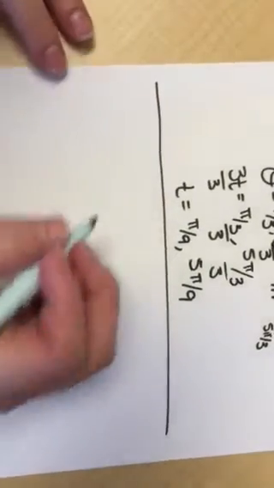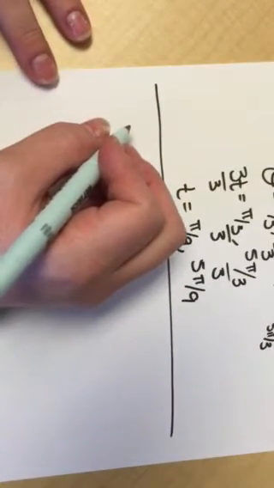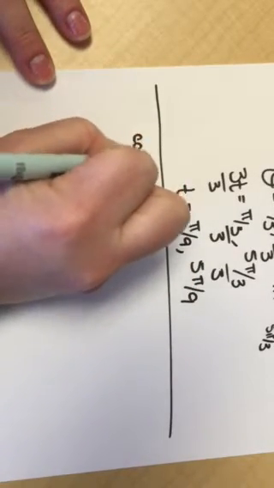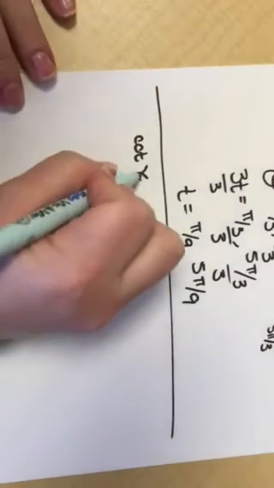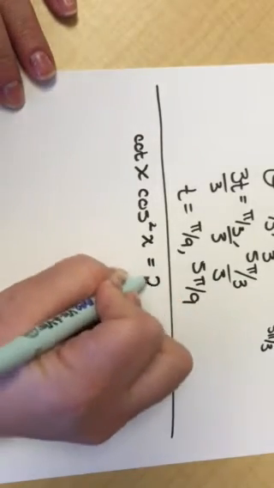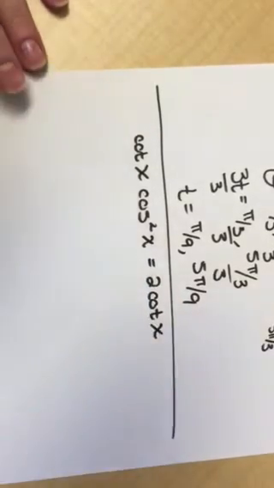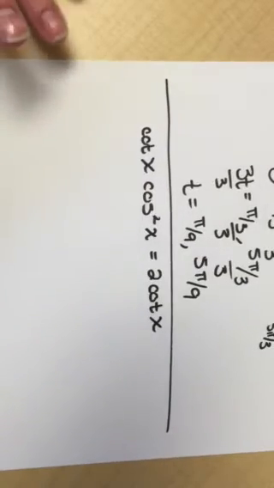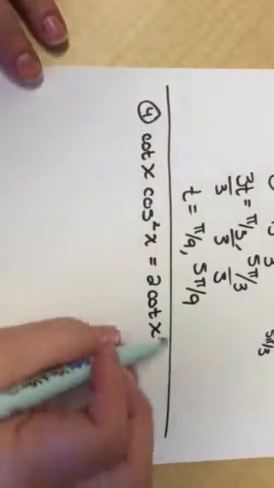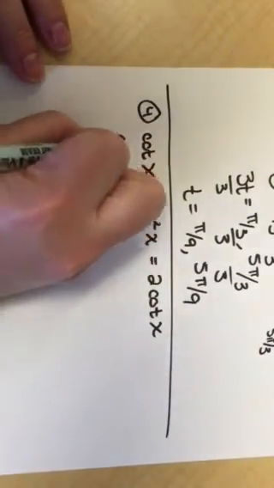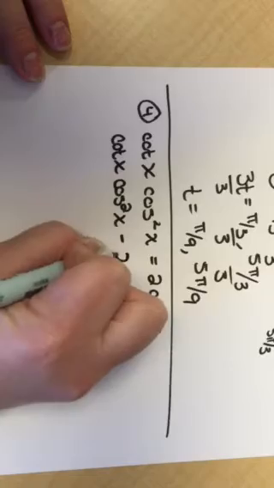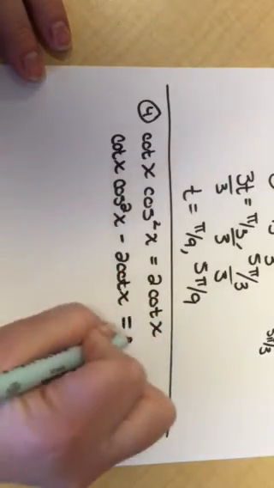So number 3 says we're going to solve. Oh, there is no number 3. I lied. Number 4 says we're going to solve cotangent of x times cosine squared x equals 2 cotangent x. Okay, in case you haven't realized, the name of the game here is going to be factoring. And to factor, we like it to equal 0 on one side. So let's pull this 2 cotangent over. So now I have cotangent x times cosine squared x minus 2 cotangent x equals 0.